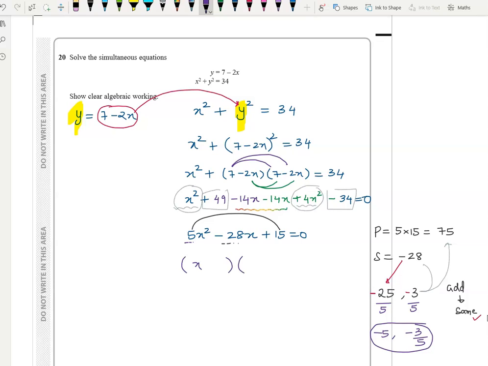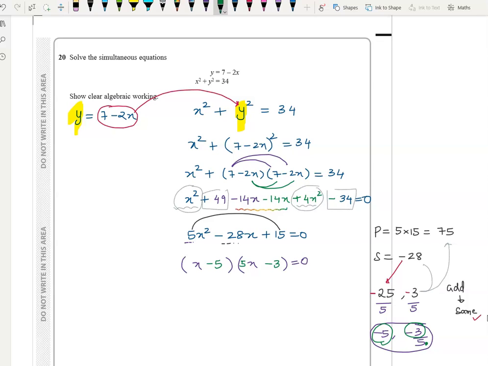Open two brackets. Start with x. Your first is minus 5, so you write here x minus 5. And you have minus 3 here, so write here minus 3. The denominator 5 will go with the corresponding x, so it will become 5x minus 3.